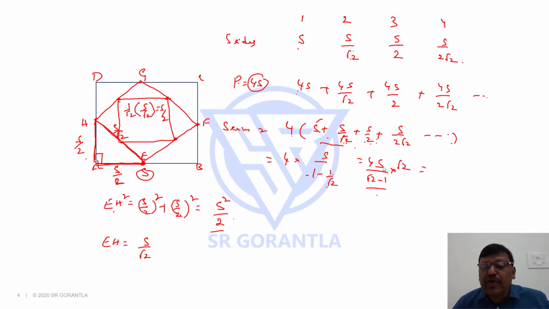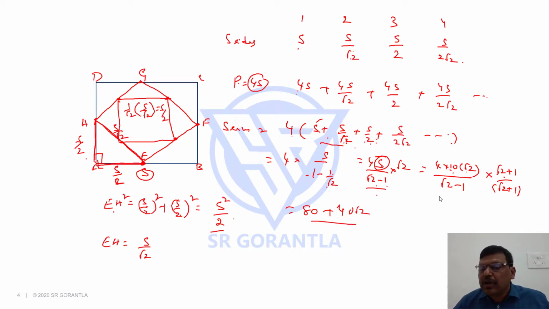Now, in this question, you know S is 10. So it is 4 into 10 into root 2 by root 2 minus 1. In the place of S, we are substituting the given information. If you rationalize the denominator, multiply with root 2 plus 1, root 2 plus 1. You can see 40 root 2 into root 2 will be 80, plus 40 root 2 into 1 is 40 root 2, by root 2 minus 1 into root 2 plus 1, which will become 1 because a minus b into a plus b is a square minus b square, that is 2 minus 1, it will be 1.